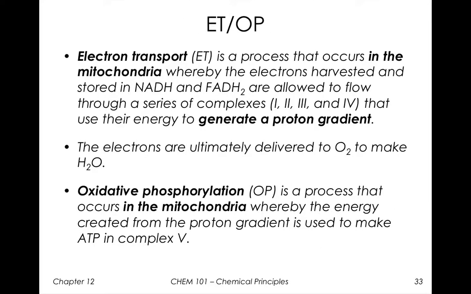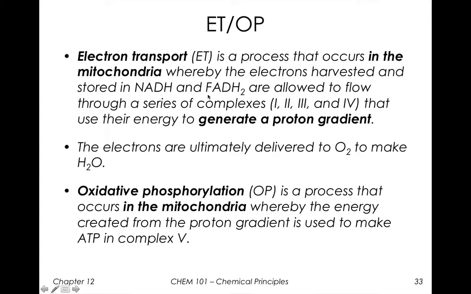So again, electron transport and oxidative phosphorylation, which I frequently just abbreviate ETOP, is a process that is mitochondrial, and electrons are going to flow through a series of complexes, and they're going to generate a proton gradient. And so remember, we talked about gradients in chapter 10 when we talked about the energy that is harnessed in a gradient. And so we can use that gradient to generate ATP.